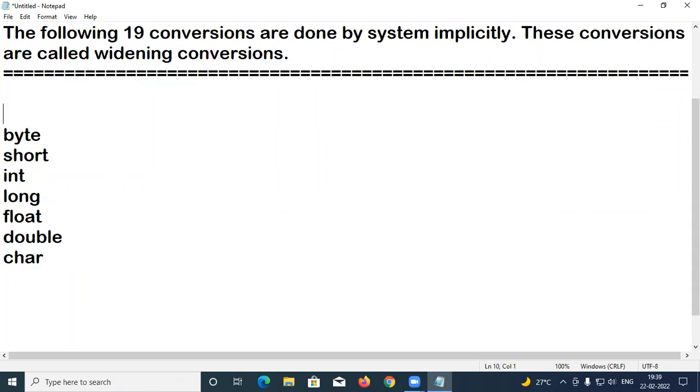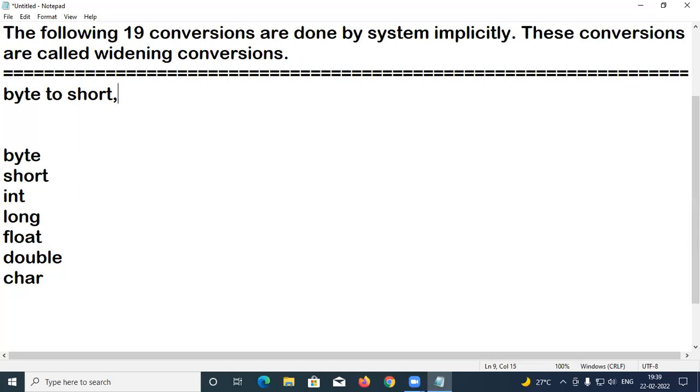See, I'll also give you a way to remember the 19. Starting with byte, in top to bottom order: byte to short, byte to int, byte to long, byte to float, byte to double, byte to char, except char. So here there are total 5 conversions: byte to short, byte to int, byte to long, byte to float, byte to double, except char.